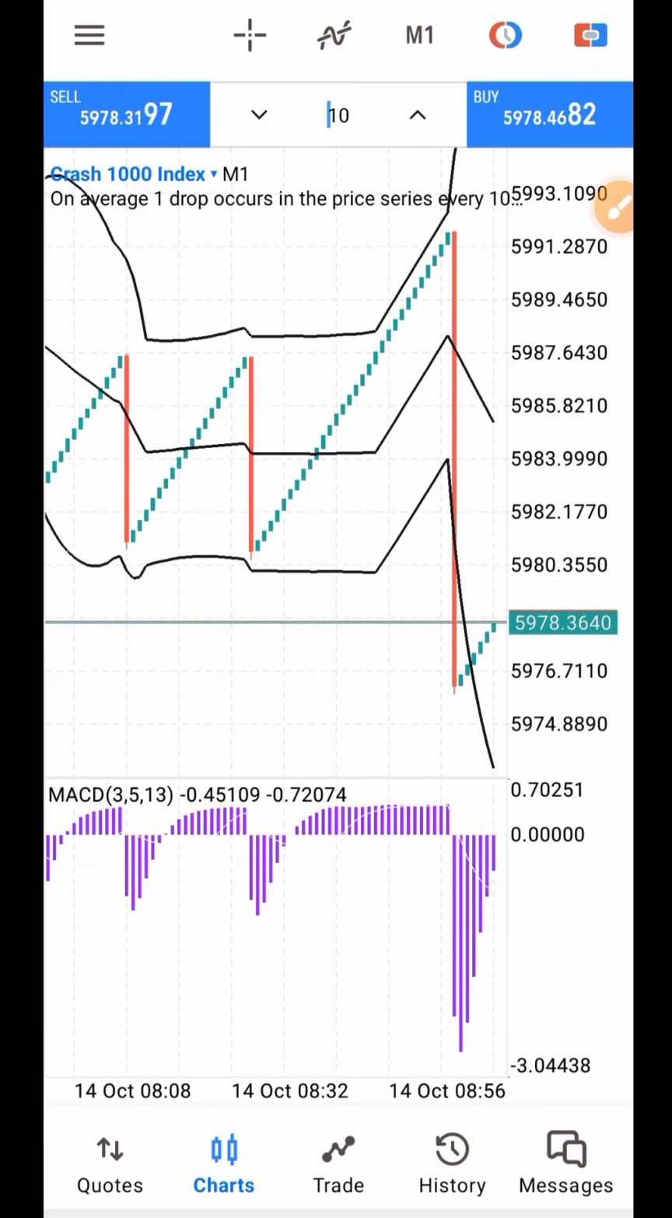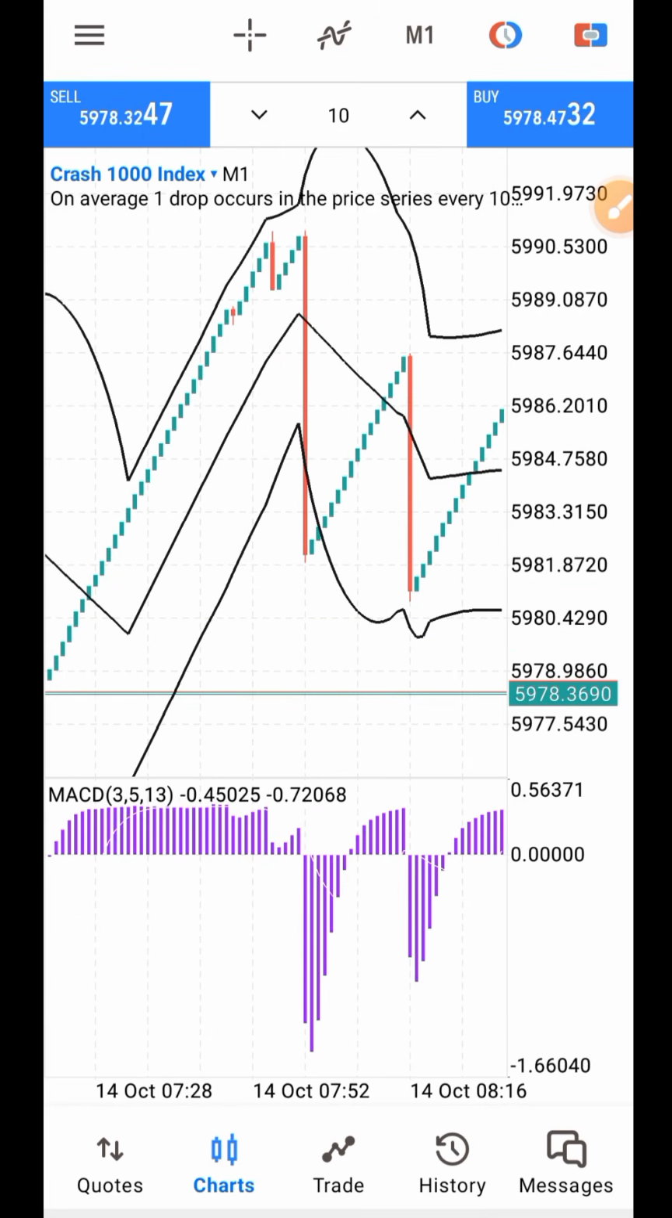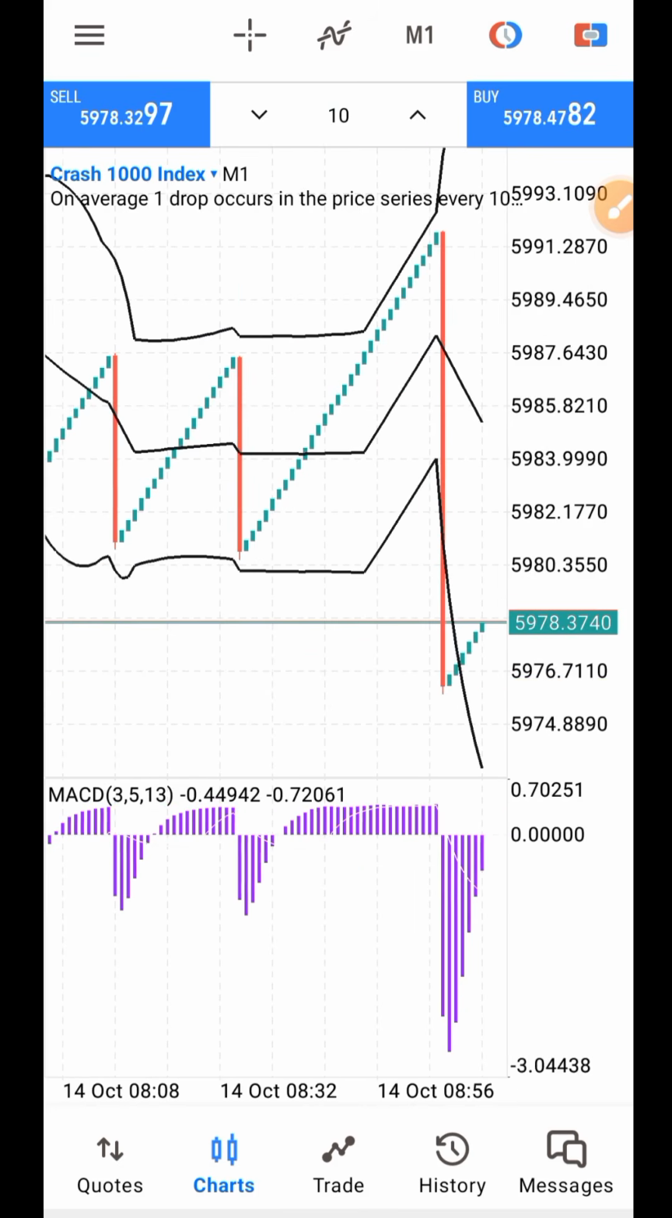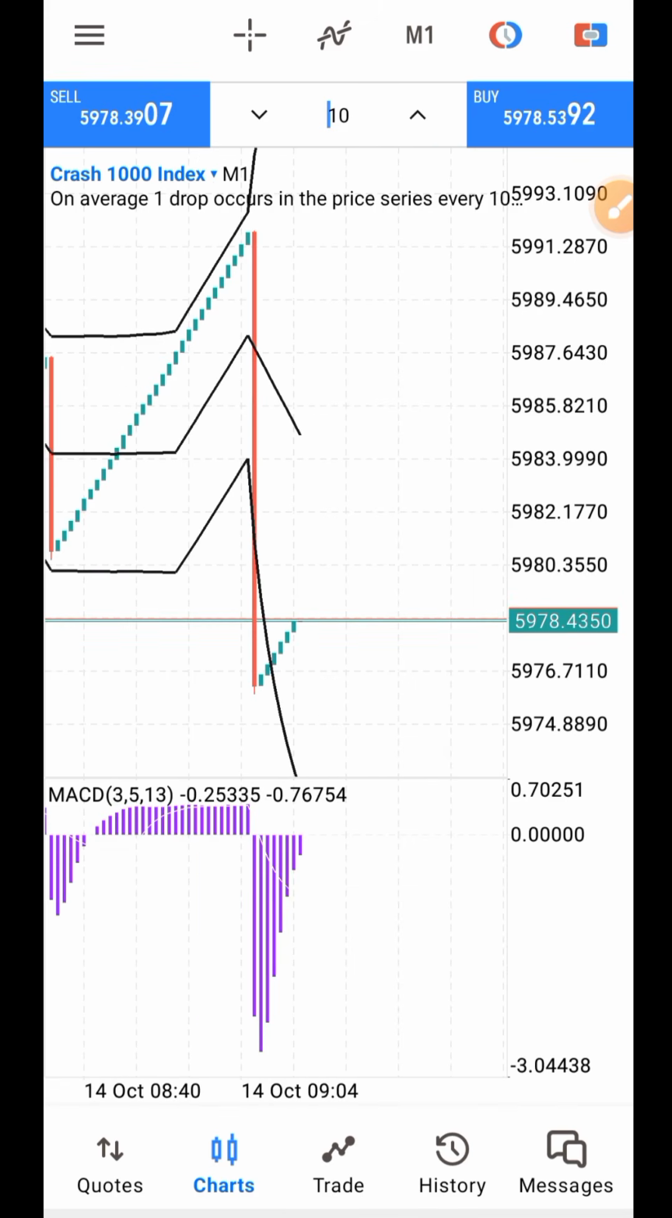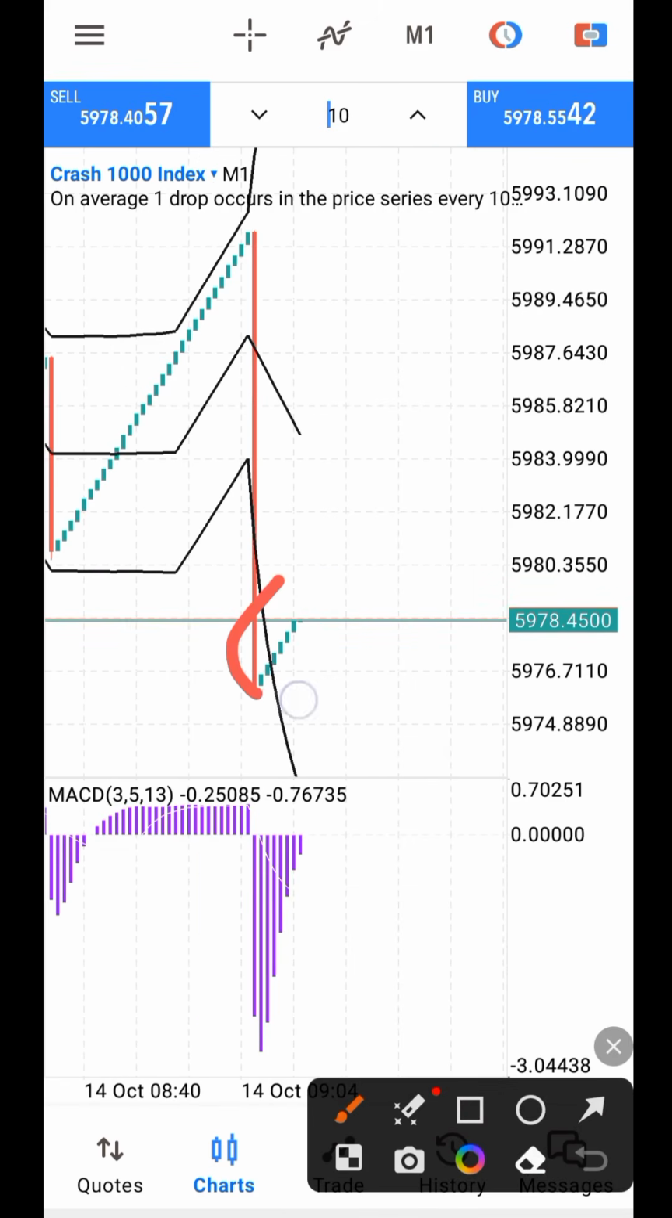So I'm going to tell you how the strategy works. The strategy works on Boom and Crash. So this is how it goes. The market is on the lower band now. I want to scalp Crash 1000.